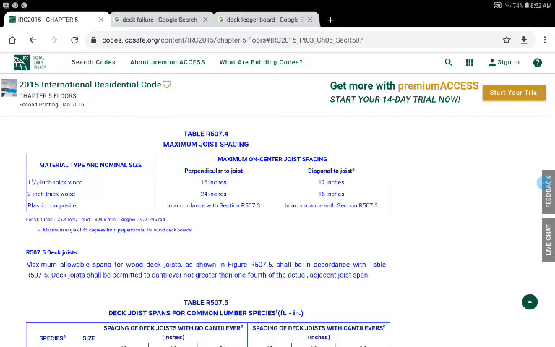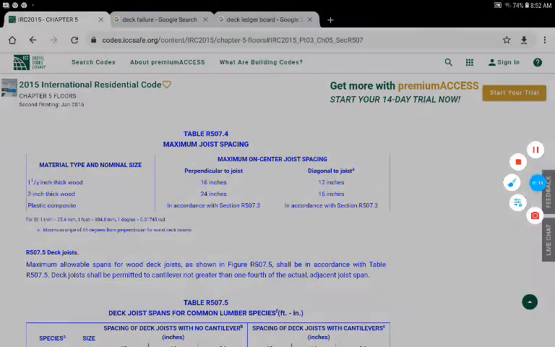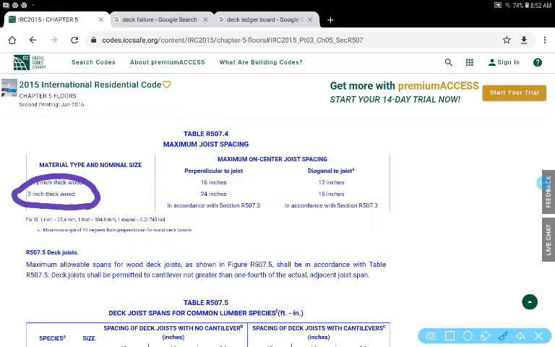Okay, move down the chart a little bit, then you see the 2 inch. If you go with 2 inch nominal thickness, so it'd be like a 2x4 or 2x6, you can go up to 24" on center spacings, or 16 if you go diagonal.